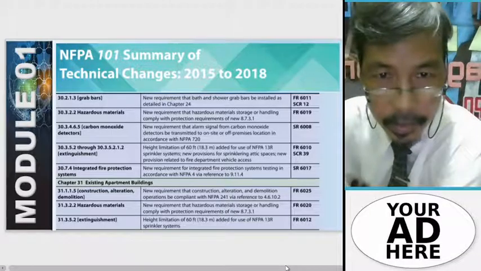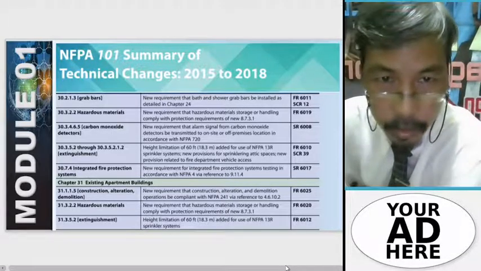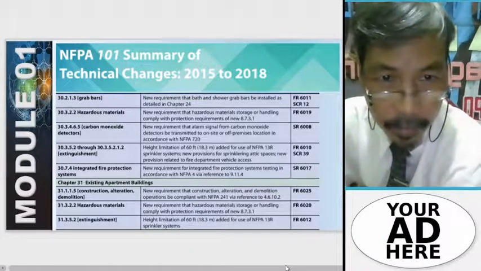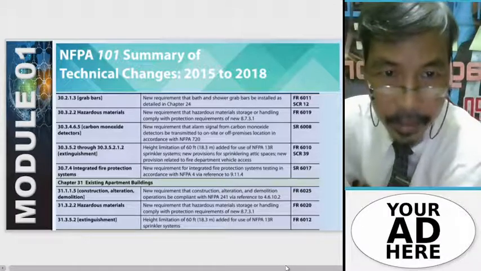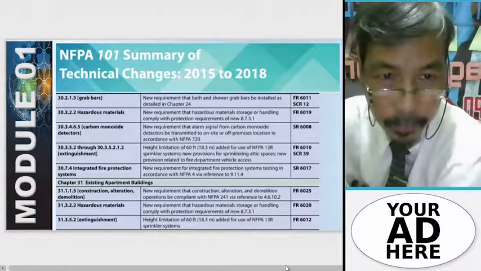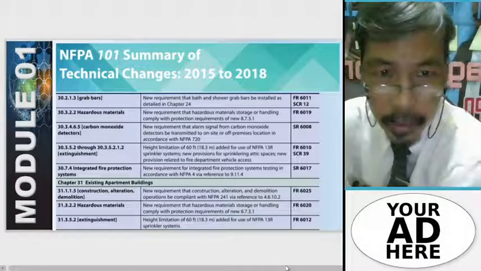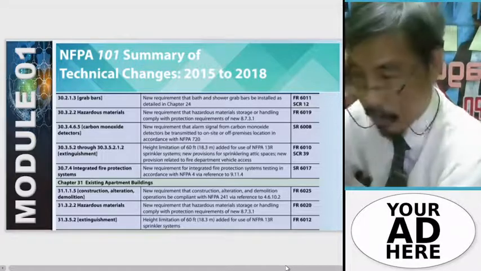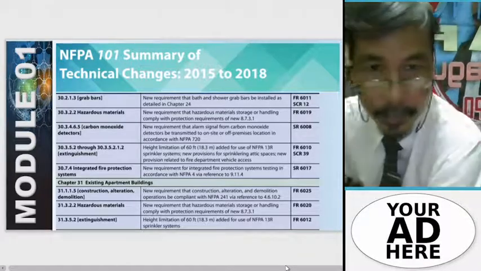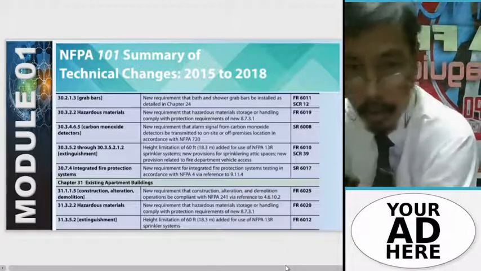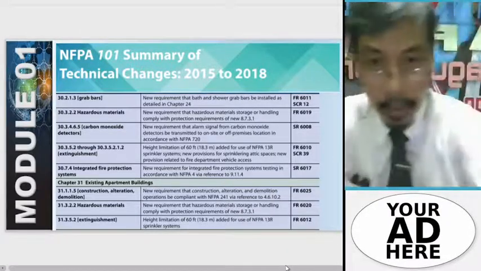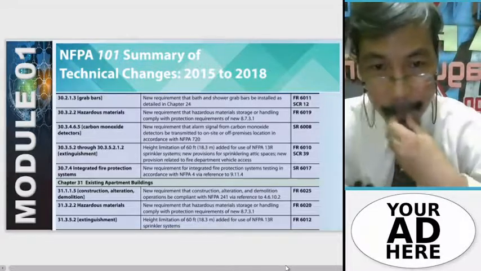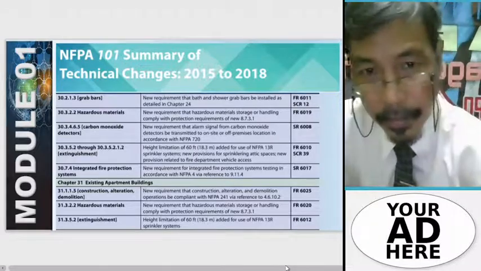And the next one is carbon monoxide detectors. This is a new one. A new requirement that the alarm signal from carbon monoxide detectors be transmitted to an on-site or off-site premises location in accordance with NFPA 720. So they saw that it is now an important time to include this as a provision in the code.